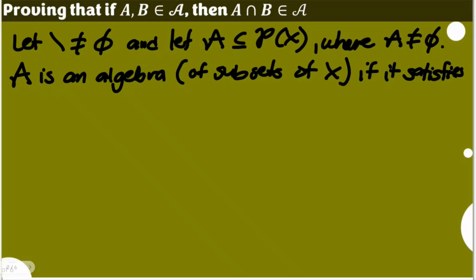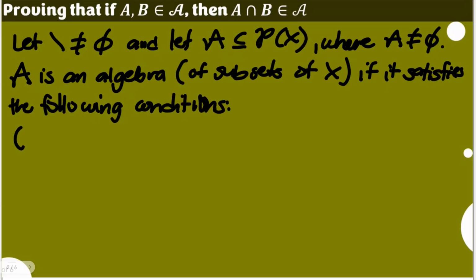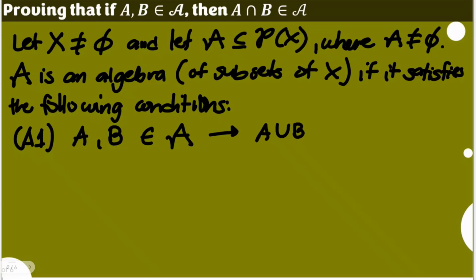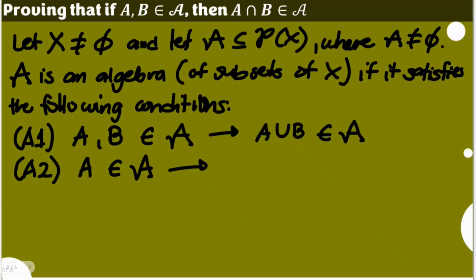It satisfies the following conditions. We have two conditions as discussed in the previous videos, and we are rewriting them here for your guidance, or you can also revisit that if you would like to. The first one is: if A and B are elements of your script A, this implies that their union must also be an element of your script A. This means that it's closed under finite union. And the second condition says that if A is an element of your script A, this implies that its complement is also an element of script A.